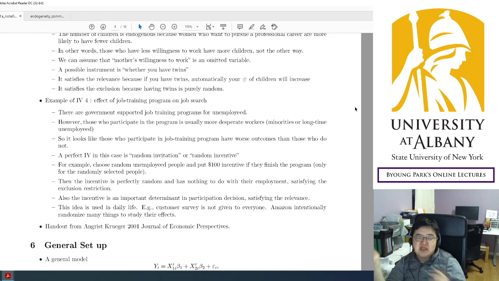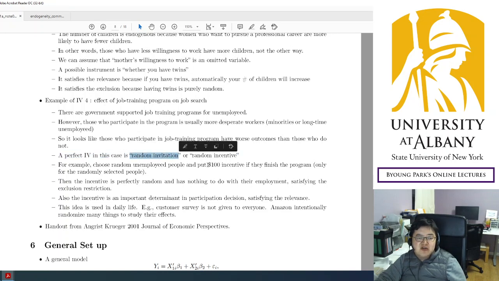So I don't know what is dominating and what is right. But in this case, anyhow, endogeneity is quite clear. There would be some kind of endogeneity. And on IV, here is a random invitation.